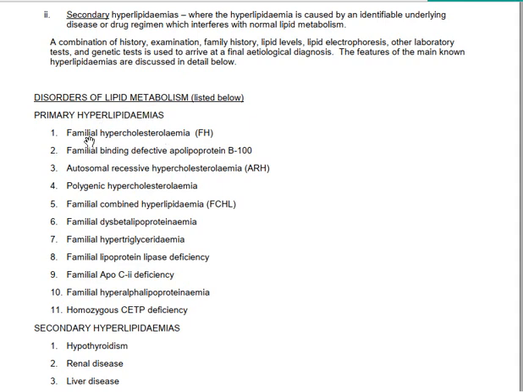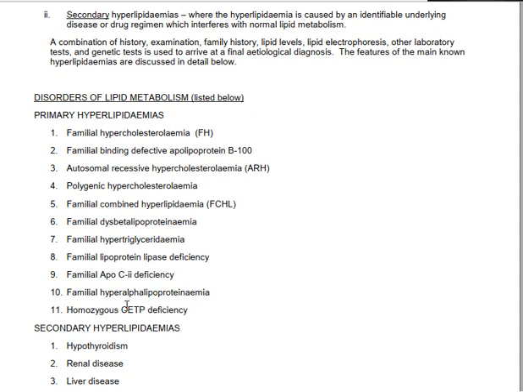The second is familial binding defective apolipoprotein B100. The next is autosomal recessive hypercholesterolemia, polygenic hypercholesterolemia, familial combined hypercholesterolemia. In combined hypercholesterolemia, we have both increased level of triglycerides and increased level of cholesterol. You have familial dysbetalipoproteinemia, you have familial hypertriglyceridemia, familial lipoprotein lipase deficiency, and all that.